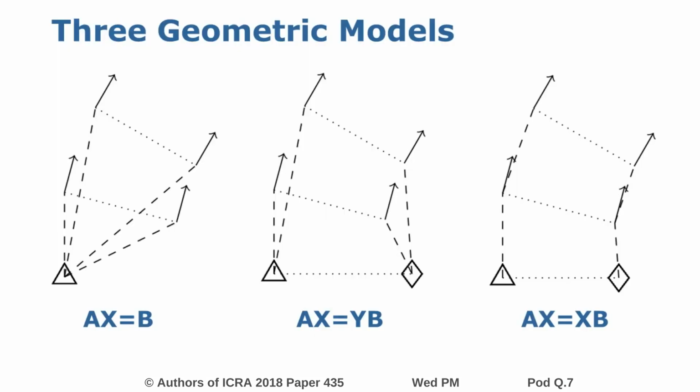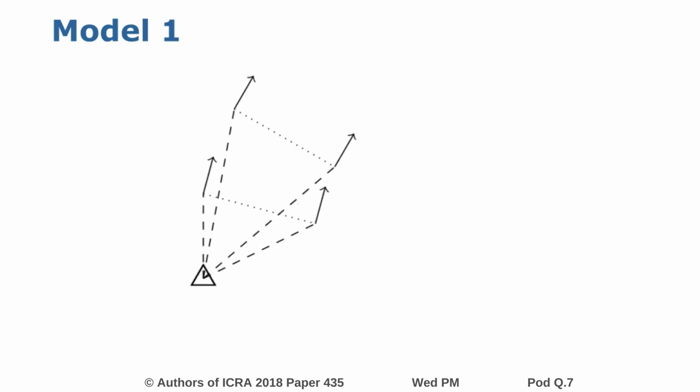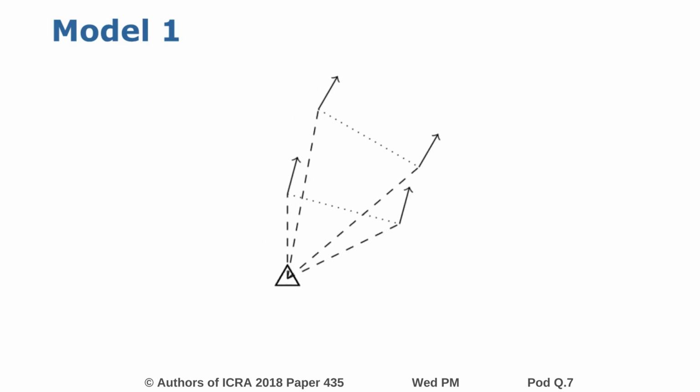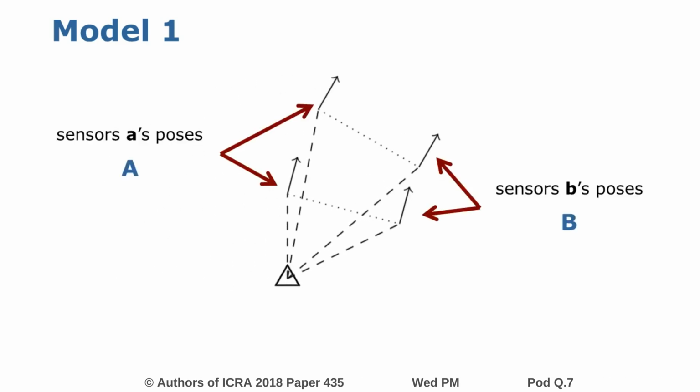According to the sensor configuration and calibration setup, common calibration problems can be represented by 3 geometric methods as shown here. Take the first model for example. Assume we are calibrating 2 sensors called A and B. The dashed lines are the sensors' pose measurements. We want to estimate the relative transformation between the 2 sensors. For that, we need to solve an equation AX equals to B.